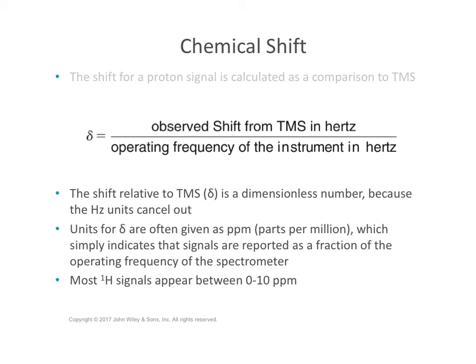But the units for the chemical shift are often given as parts per million, which simply indicates that the signals are reported as a fraction of the operating frequency of the spectrometer. And most signals appear between 0 and 10 ppm. On the last slide, the chemical shift was 7.27 times 10 to the minus 6, so that 10 to the minus 6 is where the parts per million comes from. So then that would just be 7.27 ppm.